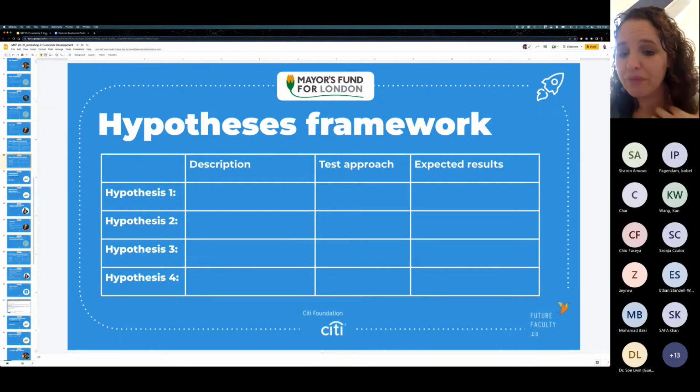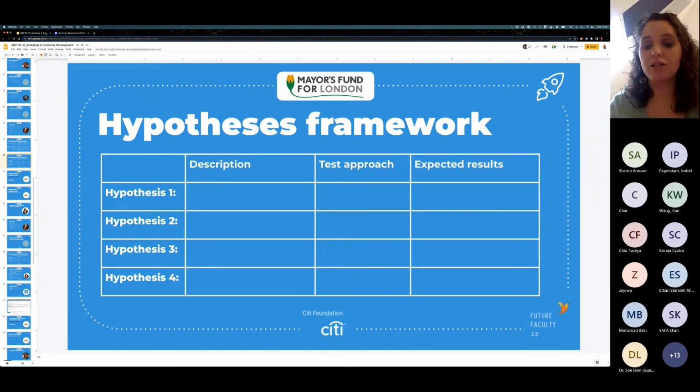How did everyone find that? Has everyone got their hypotheses? If we can do some sharing in the chat, this is a really good opportunity to share some of your hypotheses and just to see if you get any feedback from them. So if you guys want to put in the chat, or if you want to unmute and let us know what your hypotheses are, that would be great.